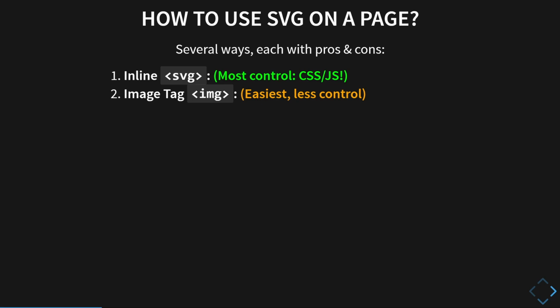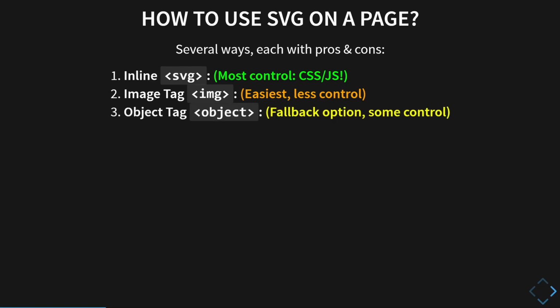Second, the good old image tag. Just point the source attribute to the SVG file. Super simple, works like any other image. The downside: you can't easily style the inside of the SVG using CSS from your main style sheet. It's treated like a black box.